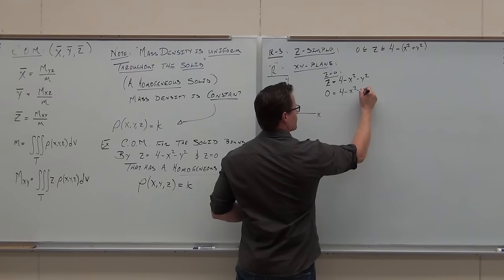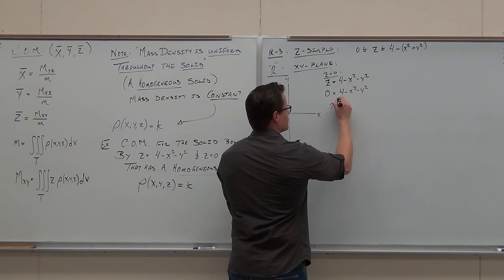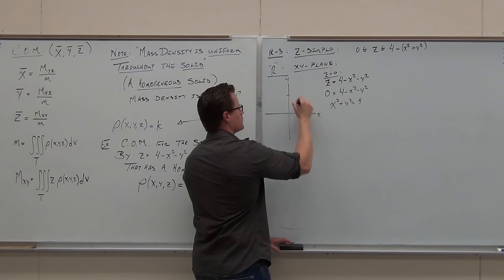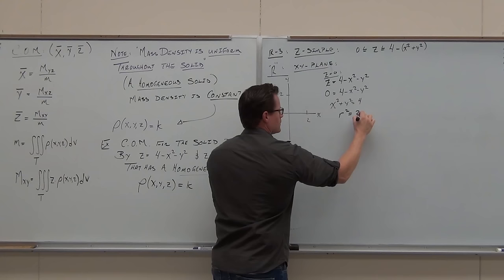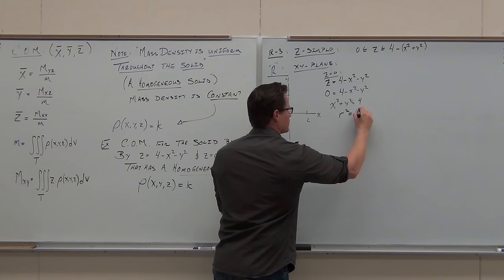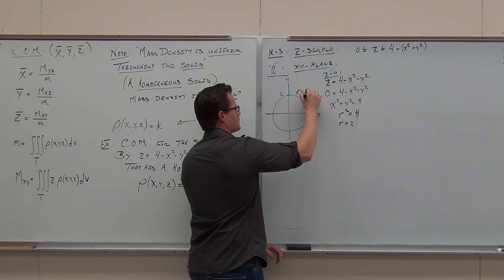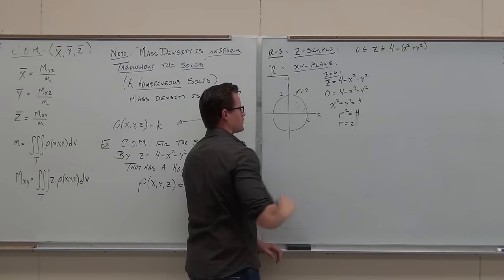What's it going to give us? A circle. With a radius of? 2. What do you do with any region for double integrals that's circular? That's our region.